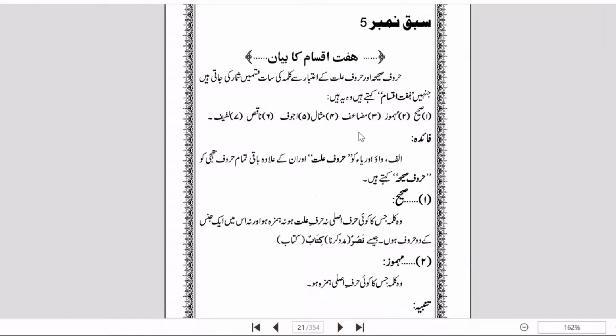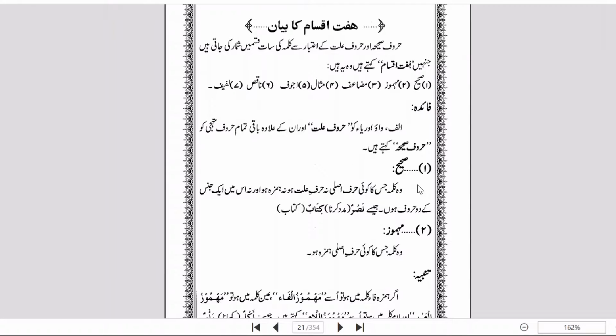You know how we have in the English language the 5 vowels A, E, I, O, U. In Arabic we have 3 vowels: Alif, Waw, and Ya. These are known as huruf illat, and all other letters in the alphabet are known as huruf sahih, meaning the consonants, not vowels. So the first type from Haft Aqsaam is Sahih.